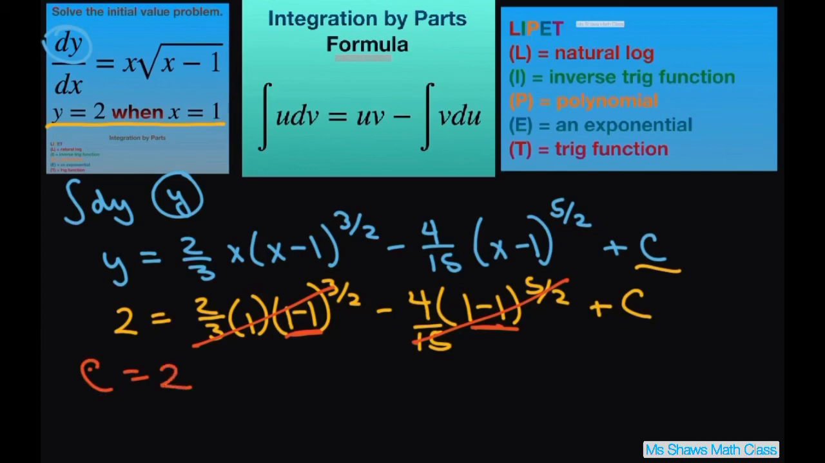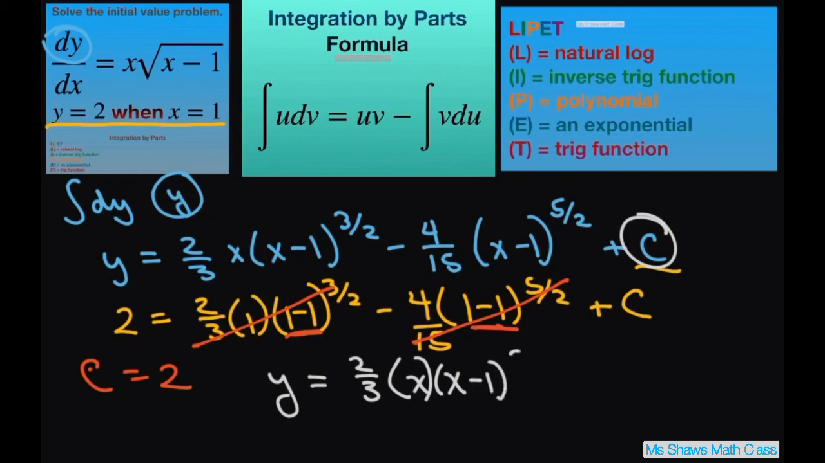So now all we have to do is substitute back in our c. So y equals 2/3 x times x minus 1 to the power of 3/2, minus 4 divided by 15 times x minus 1 to the 5/2 power, plus 2. And this will be your final answer.